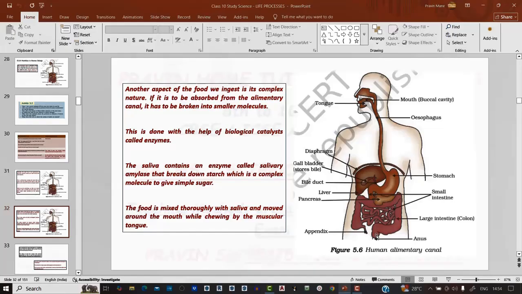The salivary gland secretes saliva, and saliva contains an enzyme called salivary amylase, which breaks down starch, a complex molecule, into simple sugar. Then the food is mixed thoroughly with saliva and moved around the mouth while chewing by the muscular tongue.